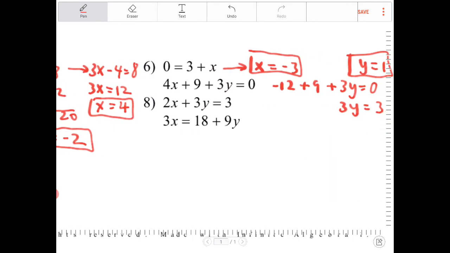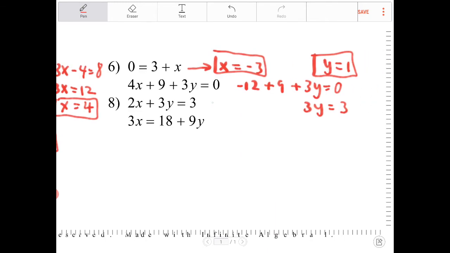Question number 8. This looks like it's set up. I'm going to try to set this up using elimination. So maybe you're wondering, how do I know which method to approach, whether to use elimination method versus substitution method?